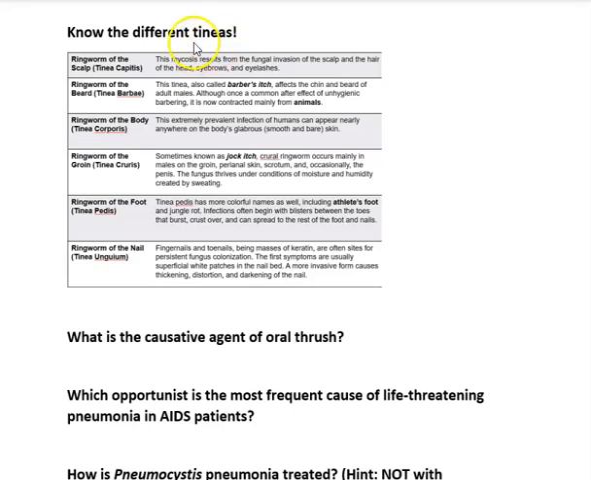I want you to know the different tineas, the different ringworm infections here. So, for example, I want you to be able to tell me that ringworm of the scalp is called tinea capitis. Ringworm of the foot is called tinea pedis. Okay, so just know which term goes with which body region.